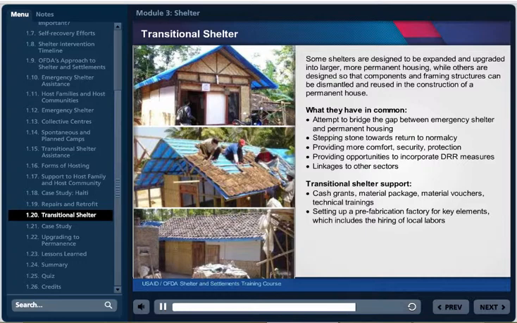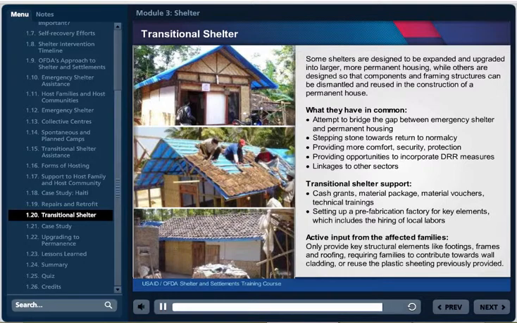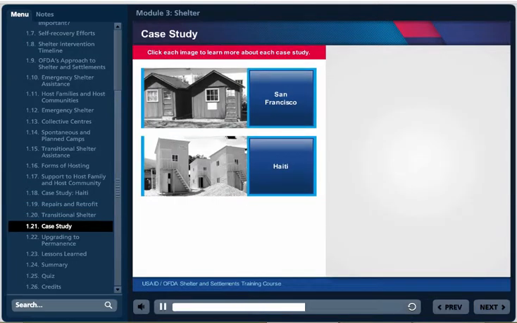Humanitarian agencies will likely design the shelter intervention in such a way that it requires active input from the affected families. For example, a transitional shelter program may only provide key structural elements like footings, frames, and roofing, requiring families to contribute towards wall cladding or reuse the plastic sheeting previously provided. Click each image to learn more about each case study.